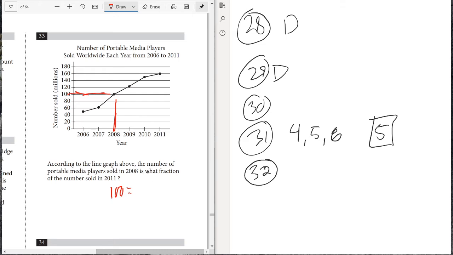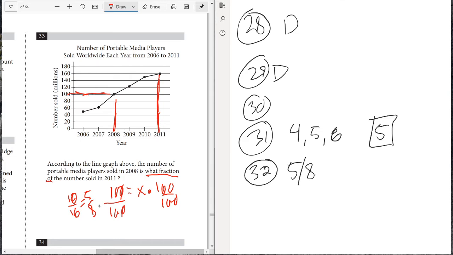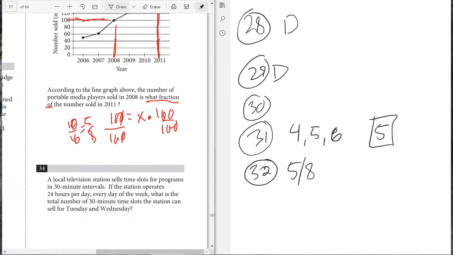Is what fraction of the number sold in 2011? So what fraction of means times the number sold in 2011. Okay, so 2011, that's here, it's 160. So it'd be 100 over 160. So it's 10 over 16, which is 5 over 8. And I believe that's as far as we can simplify that. So 5/8. Yep. Okay, cool. 34.